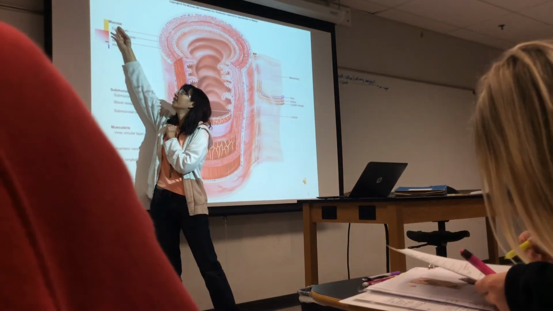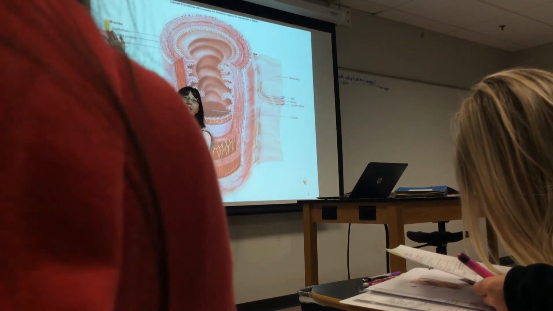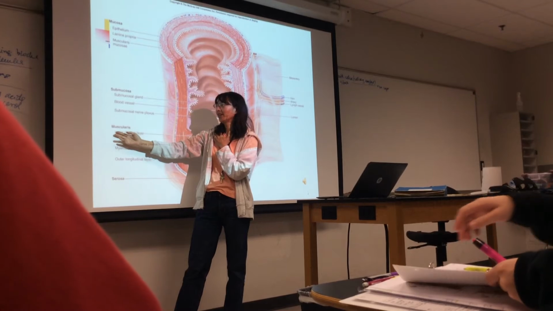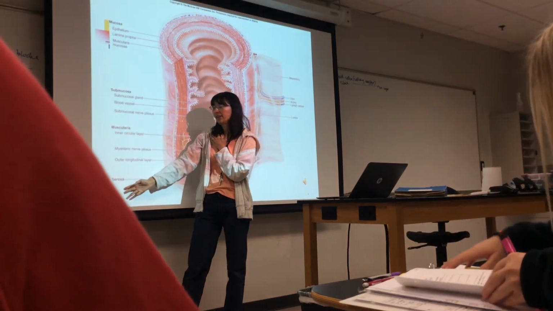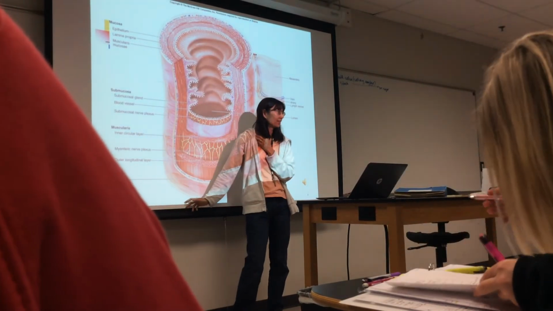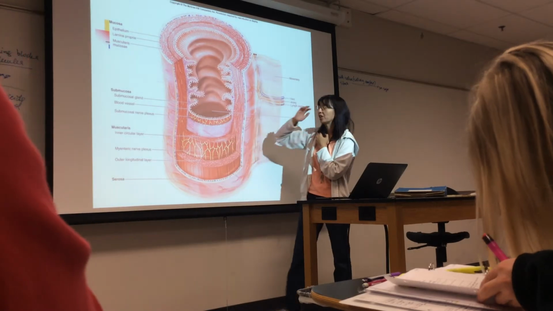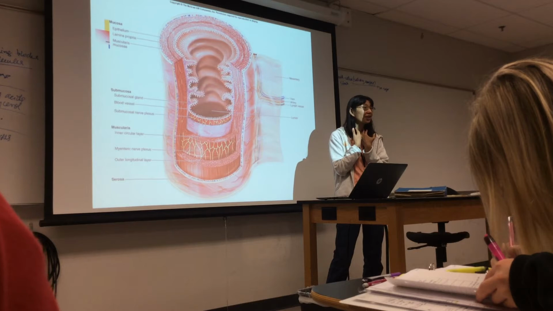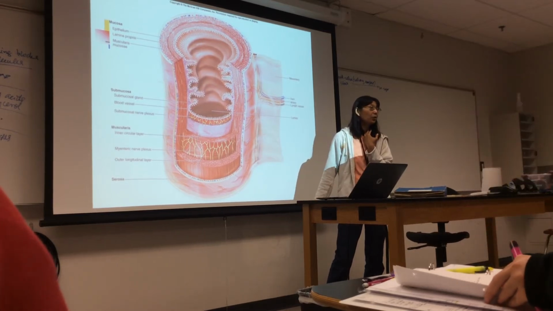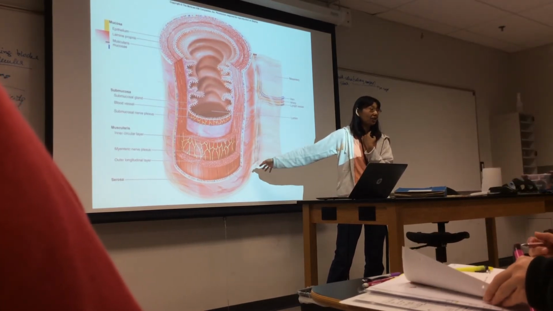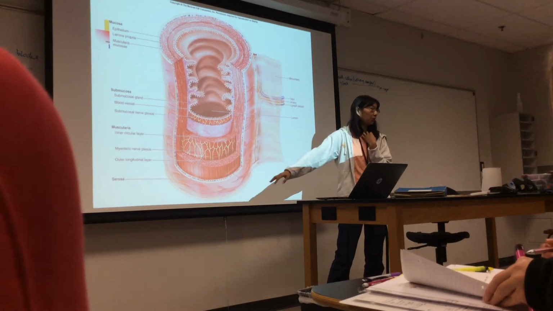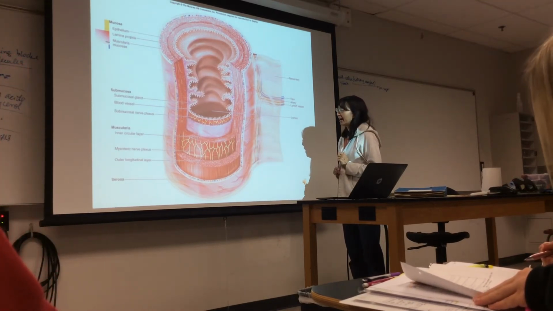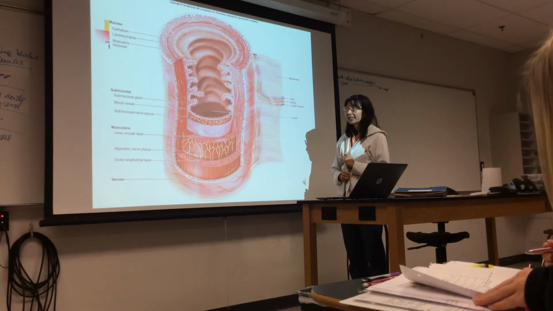Agree? What's innermost? Mucosa, and then submucosa, and then muscularis, and outside is serosa. Okay. So the whole digestive tract, starting with the esophagus down to the rectum, we have these four layers running all the way through. Okay? All right. Now, I'm going to give you the little details.